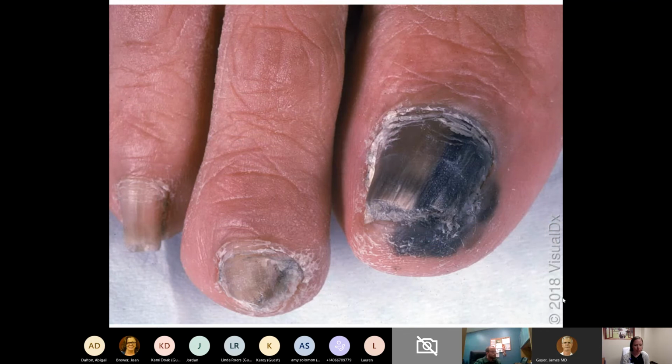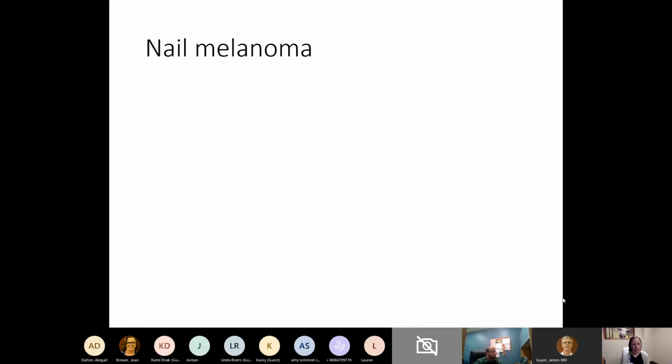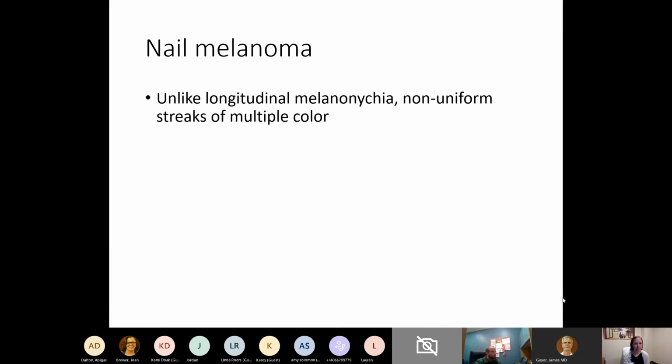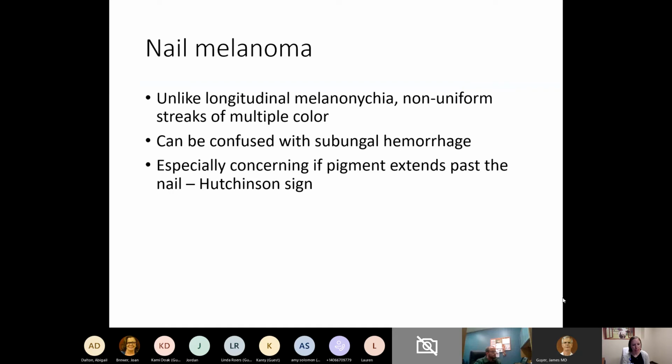I always look at people's feet because you never know what's hiding out. I know that for diabetic skin checks or diabetic foot checks, definitely keep an eye out. They say, maybe I dropped something on my foot and that's why it looks like that, which to me is not reassuring. We're really thinking nail melanoma at this point. Unlike what I showed you before, those are non-uniform, there are multiple colors. It could possibly be a subungual hemorrhage, but it involves too much of the proximal skin. That's what we call the Hutchinson sign, which is more of an invasive melanoma that goes beyond the nail.